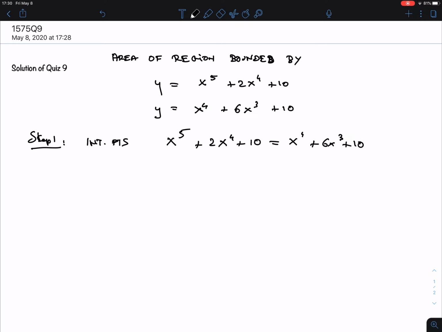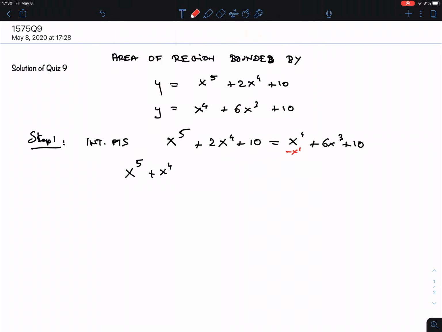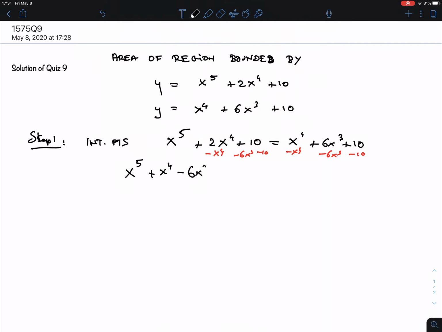Let's bring everything to the left hand side. x to the fifth, minus x to the fourth plus 2x to the fourth, so there's an x to the fourth in total. Then minus x to the fourth, minus 6x cubed, and then minus 10. So we get minus 6x cubed, and the 10s cancel out, equals 0.